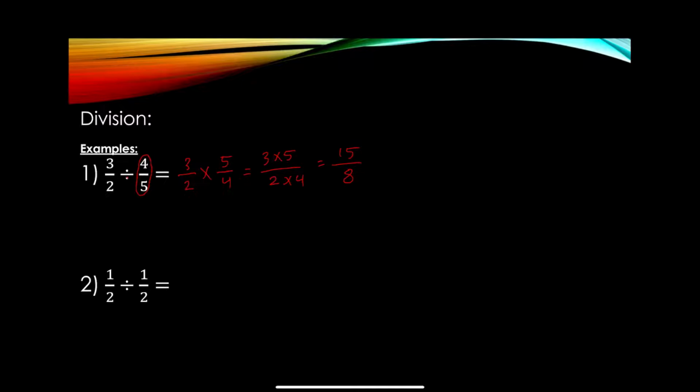Another question. 1/2 divided by 1/2. We know that anything divided by itself, the answer should be equal to 1. But let's see why in such a case. We know that we should do 1/2, flip this to be 2 over 1, and then change the division to multiplication. So it's 1 times 2 over 2 times 1, which is 2 over 2, and 2 over 2 is equal to 1. So 1/2 divided by 1/2, as expected, is equal to 1.